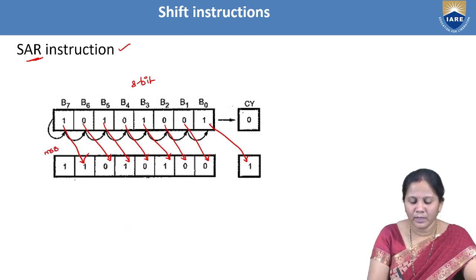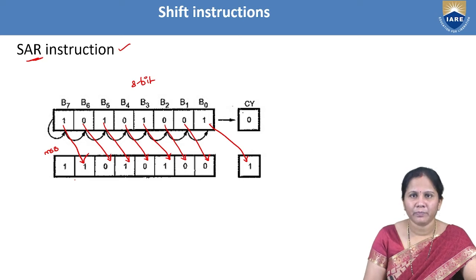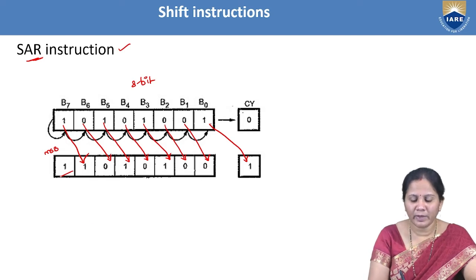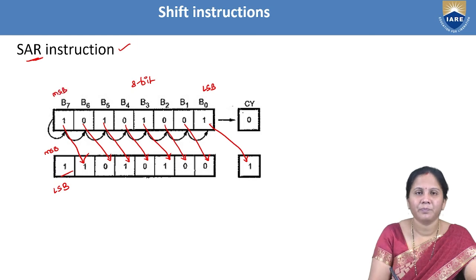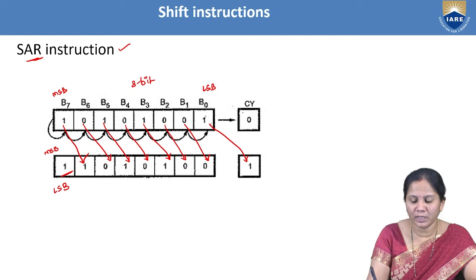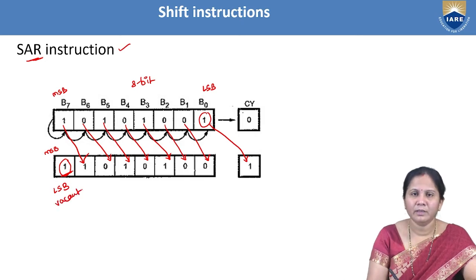Now, in this case, this MSB bit is going to be vacant. This vacant MSB bit should be filled with the LSB bit. So in this case, this is the LSB bit and here comes the MSB. So in the vacant MSB bit, you have to fill the LSB bit. Here in this case, the LSB bit is 1. So you are filling the vacant MSB bit with 1 only.